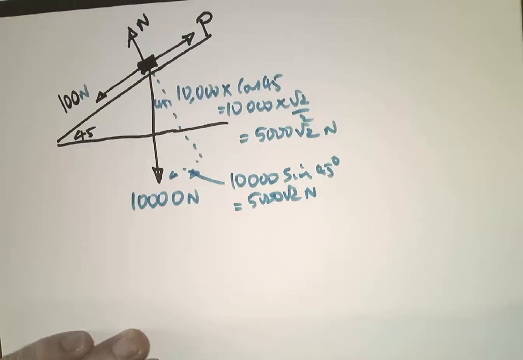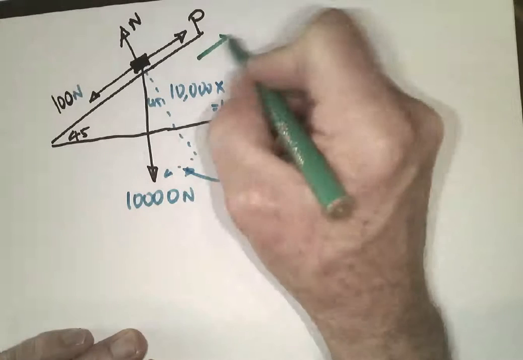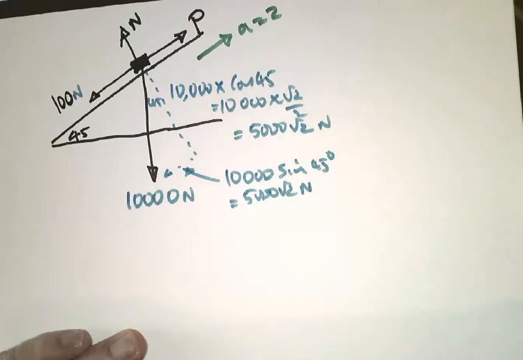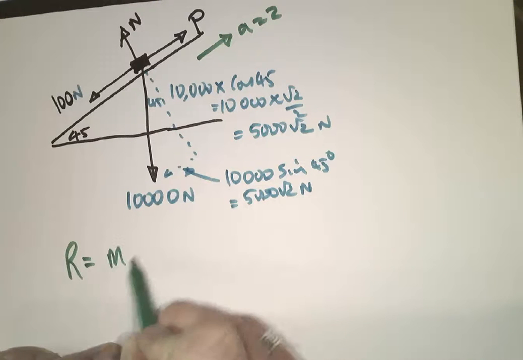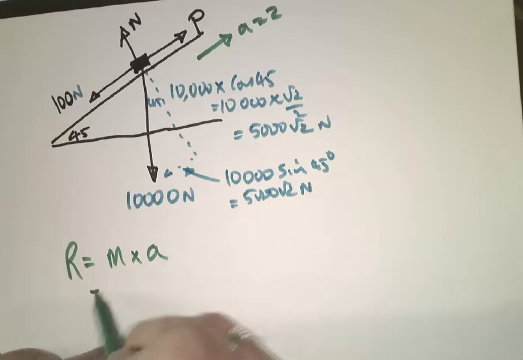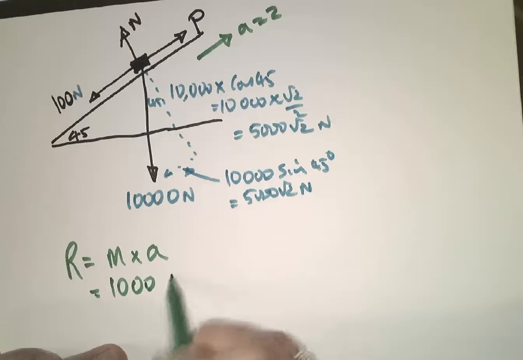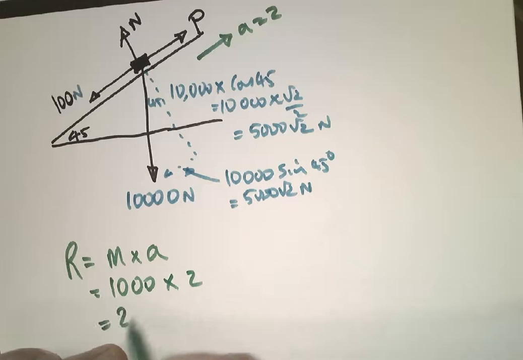Okay, so what have we got? We know that there's an acceleration of 2 meters per second squared. Therefore, my resultant force is going to equal mass times acceleration. The mass is 1,000 by 2, which is 2,000 newtons. That is my resultant force.